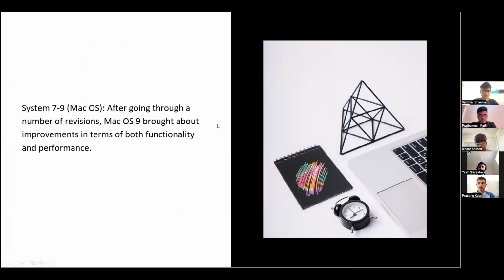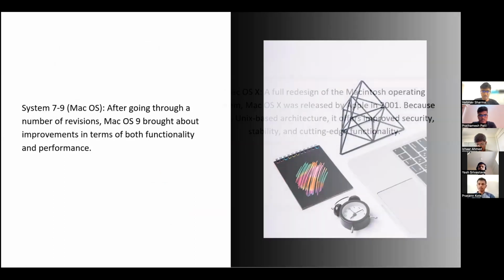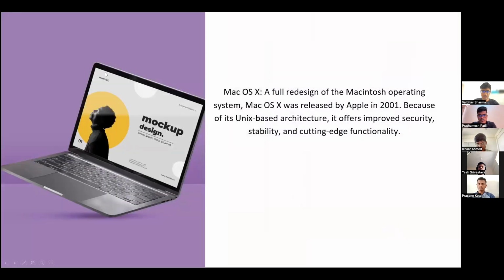After going through a number of revisions, Mac OS 9 brought about improvements in terms of both functionality and performance. Mac OS 10, a full redesign of the Macintosh operating system, was released by Apple in 2001. Because of its Unix-based architecture, it offers improved security, stability, and cutting-edge functionality.